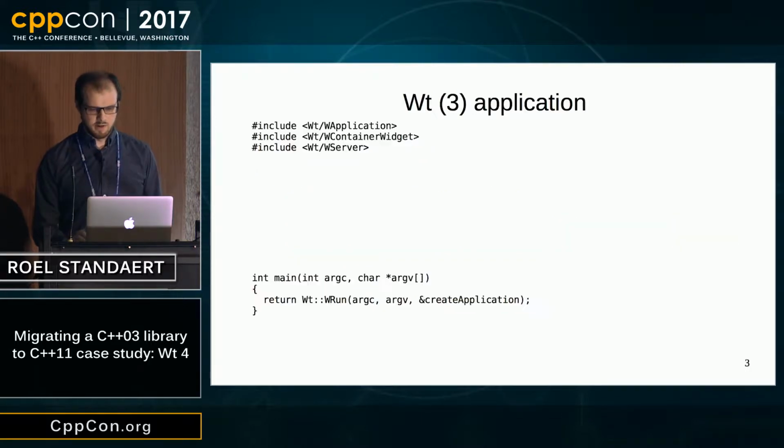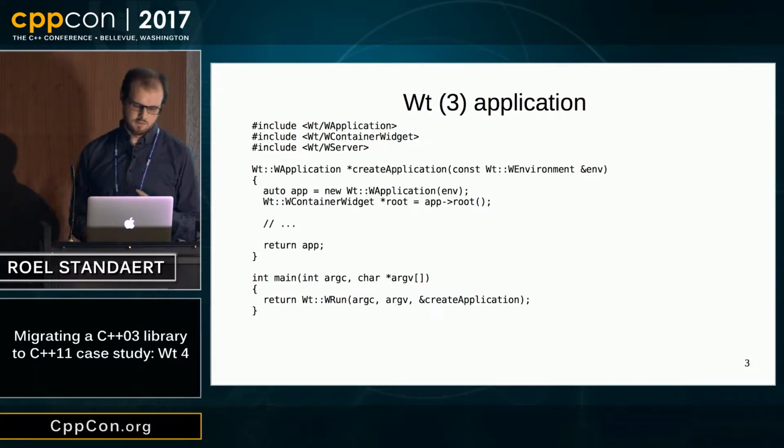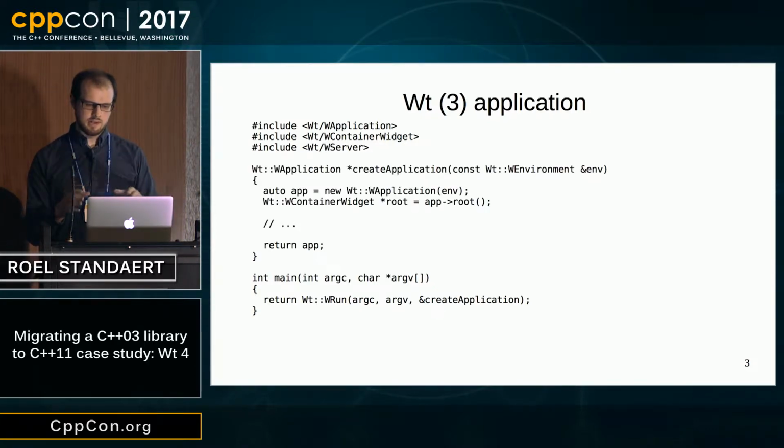So to give you an example of what a typical Witty 3 application would look like, in your main function, you would call WRun, which is this utility function which spawns off a server based on the arguments that you pass in. And then you pass in this callback, createApplication for example, and that one gets called every time there's a new user who surfs to this web page. So every new user session is one instance of a WApplication.